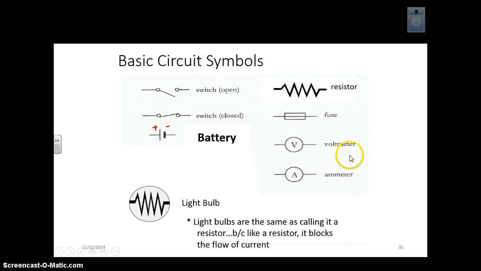So here are some of the basic symbols that I'm going to show you how to do. A switch is like a light switch, open. You keep the end here open, and closed is when they actually close it like that. A battery is a long and short line, where the long line is the positive and the short line is the negative. A light bulb has a squiggly line inside a circle, like this. A resistor is just a squiggle line. And we won't use a fuse, but it would just be a box. A voltmeter measures the voltage, and an ammeter measures the amperage.